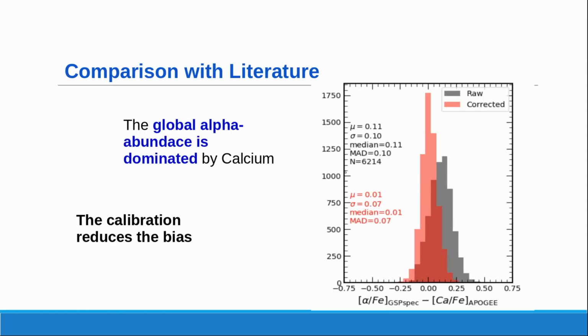When comparing the alpha abundances with the literature, we find that our alpha abundance is basically the calcium measurement, because our spectra are dominated by the calcium lines. We find an offset, a shift with respect to the literature, especially with Apogee. But if we apply a polynomial calibration, we reduce this bias to almost negligible values, and also the standard deviation is decreased.